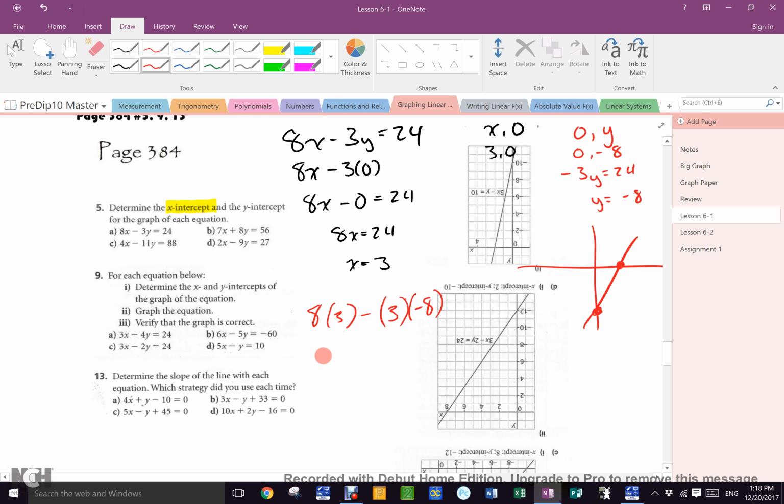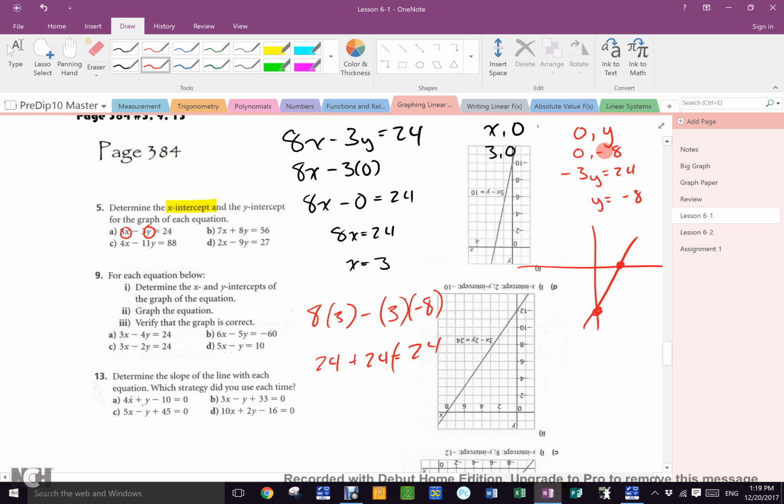Okay, 8 times 3 is 24. What's minus 3 times minus 8? 24. So that would be plus 24. And you're saying that that indeed does not equal 24. That's what you're saying, right? Okay. You're absolutely correct, except this says x and y, doesn't it?